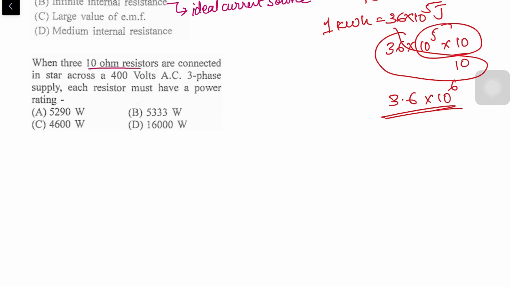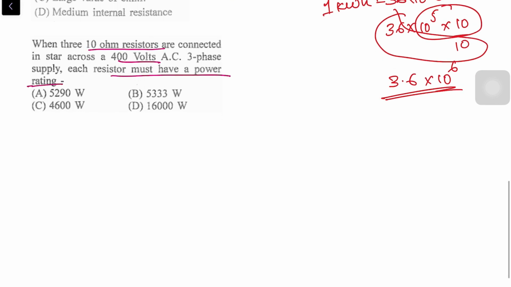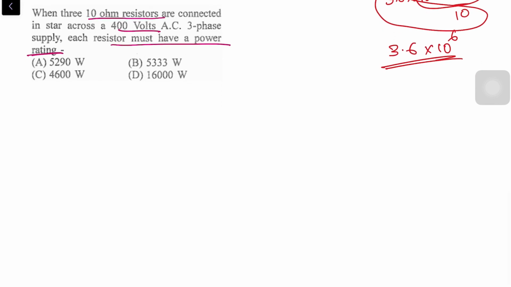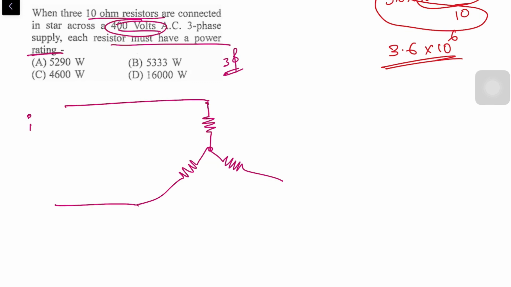Next, when 3 10 ohm resistors are connected in star across 400 volts AC supply, each resistor must have a power rating of how much? So basically this is a 3-phase AC circuits question, but anyways I will try to answer now only. So 3 resistors are there and they all are connected in star, and he has told the voltage is 400 volts. So always the voltage given as rating is the line voltage which exists between line to line.